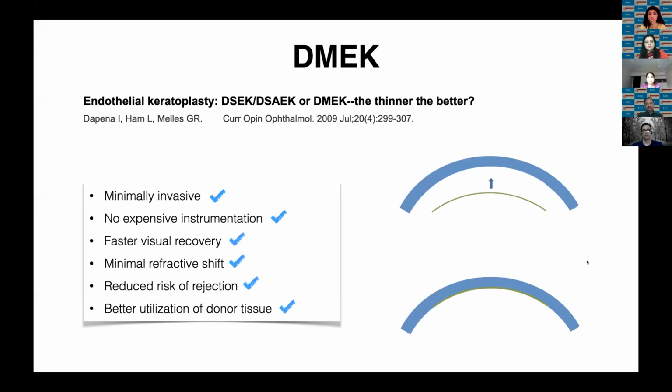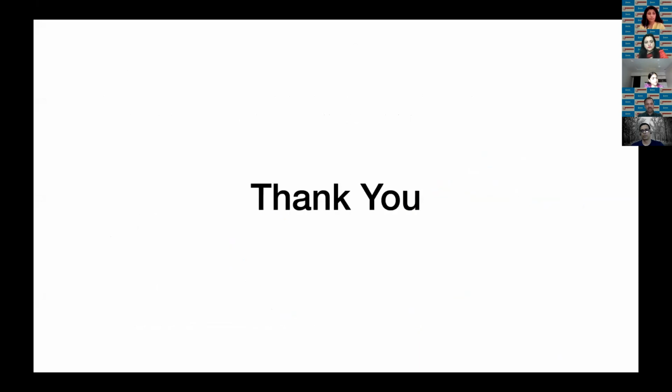So if we look at all this data that we have, and go back to the initial paper and whatever advantages were alluded to by Gerrit Melles, DMEK is still minimally invasive, takes shorter duration of time, needs no expensive instrumentation, recovery is faster, with minimal refractive shift, somewhere in the range of about 0.5 diopter hyperopic shift. You can say there's a reduced risk of rejection, and you can have better utilization of donor tissue because the anterior unused stroma can still be used for an anterior keratoplasty. So with this, I end my presentation, and these are the advantages of DMEK when you compare it with these.